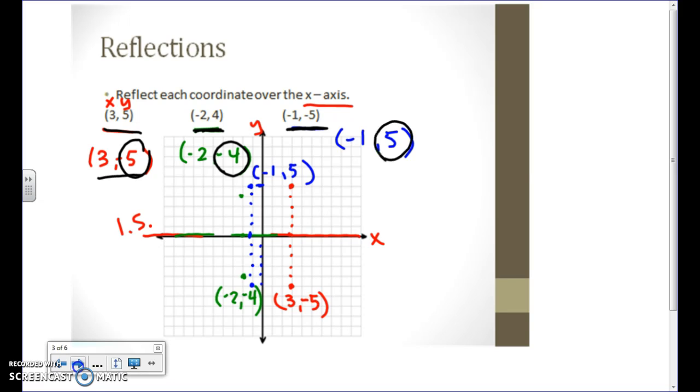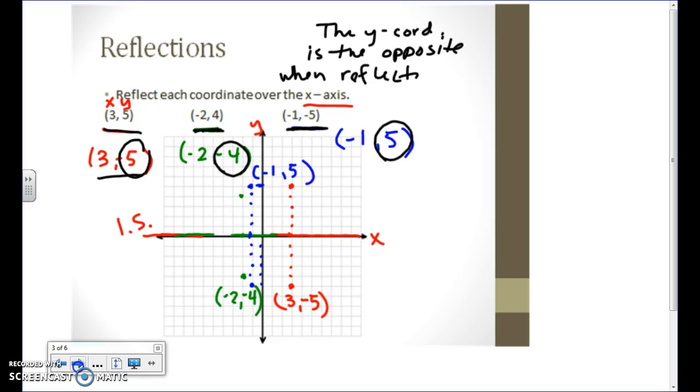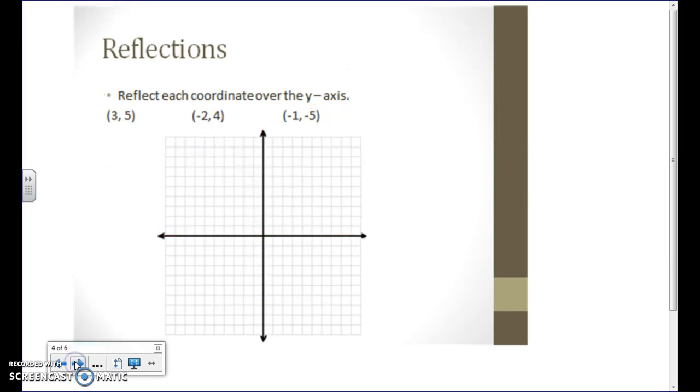So let's just make a little note here. The y-coordinate is the opposite when reflecting over the x-axis. Find some place to write there. That's an important idea. When you're reflecting over the x-axis, the y-coordinate is its opposite.